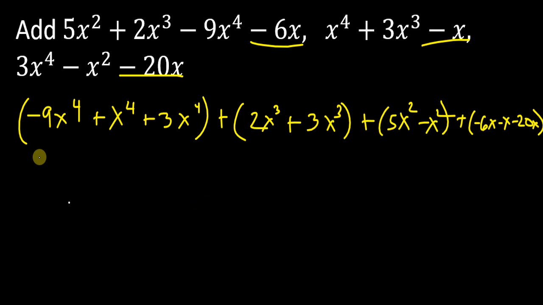Okay, so, 9 na natin to. Negative 9x to the 4th plus x to the 4th plus 3x to the 4th. So, negative 9 plus 1 is negative 8. Plus 3, that is negative 5. So, that is equal to negative 5x to the 4th power. And then, 2x cubed plus 3x cubed, that is 2 plus 3 is 5. So, that is positive 5x cubed.